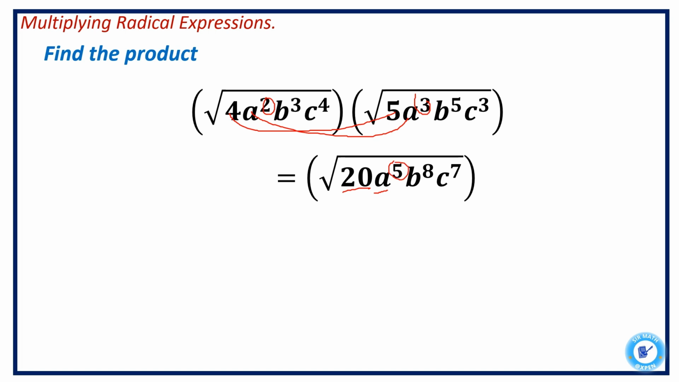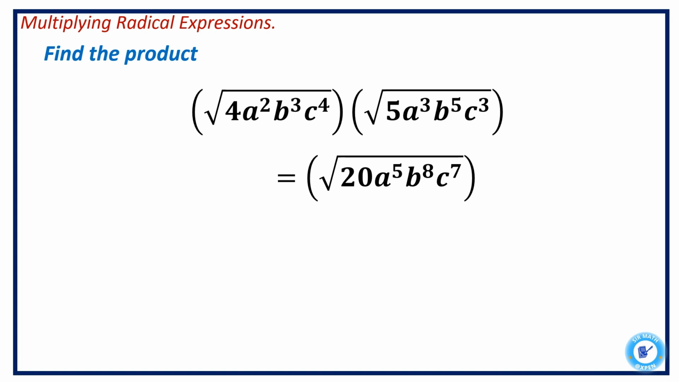Next is to multiply the next variable. So that's b times b, that's equal to b. And 3 plus 5, that's equal to 8. Next is to multiply c times c, that's equal to c. And 4 plus 3, that's equal to 7. Right after that, we now need to expand our result.